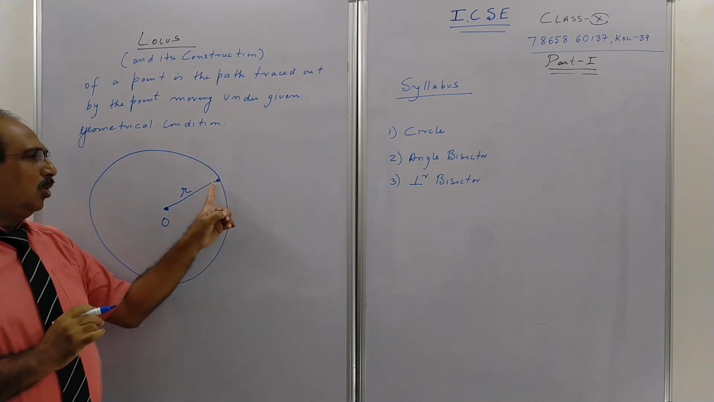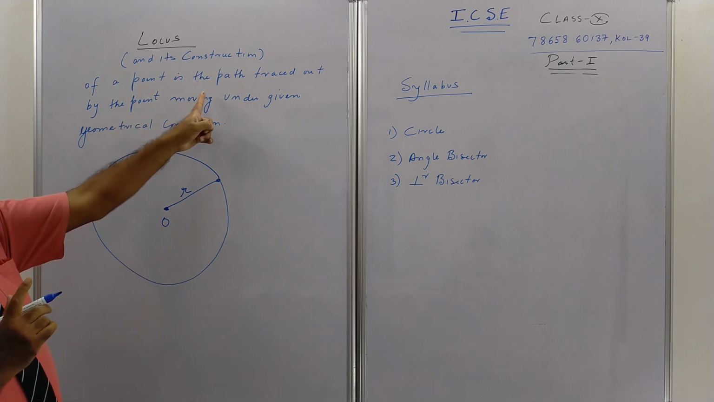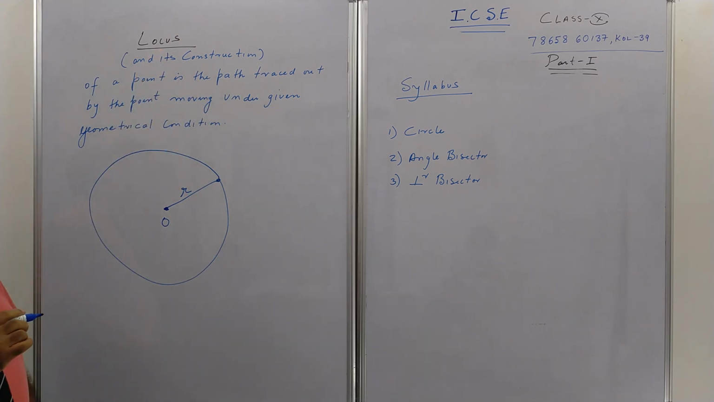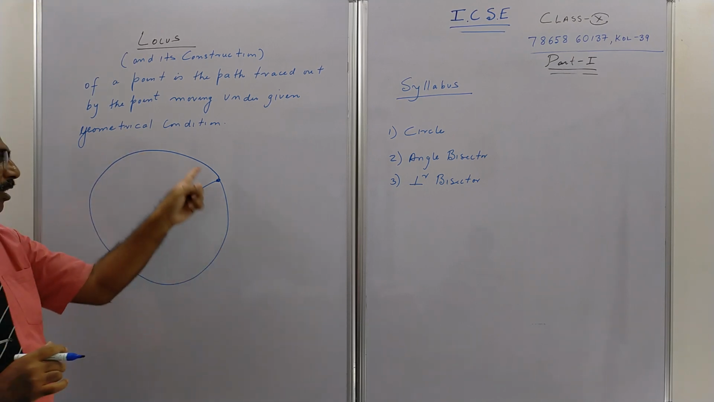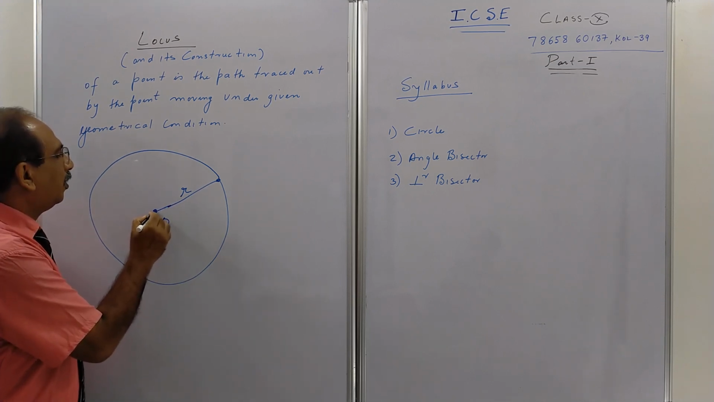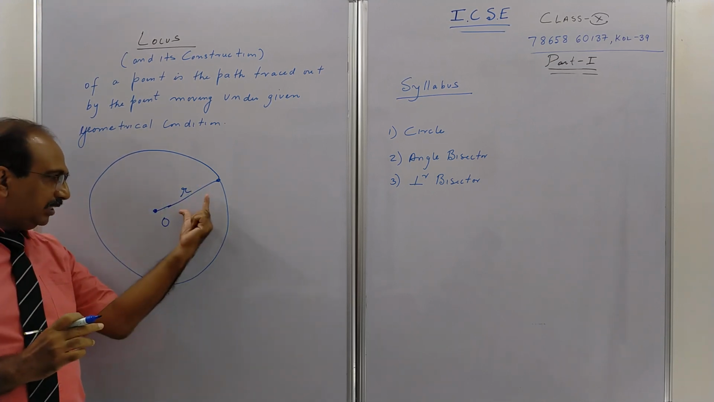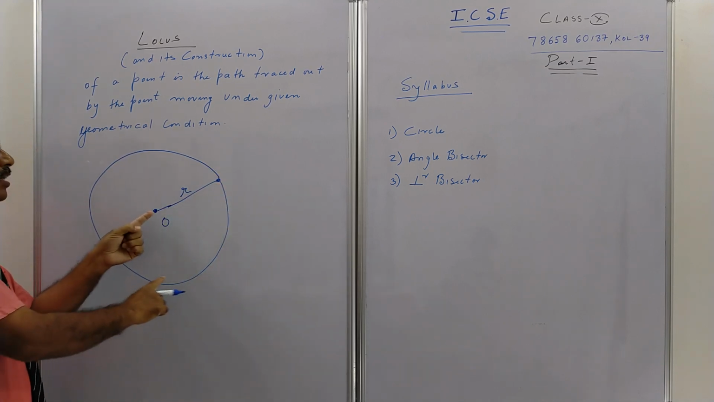So once more, locus of a point. What is a locus? Remember, locus is the path traced out by the point moving under given geometrical condition. What is the condition? It is at a fixed distance from a fixed point. Fixed distance, that is radius, from a fixed point. So it moves under that condition.